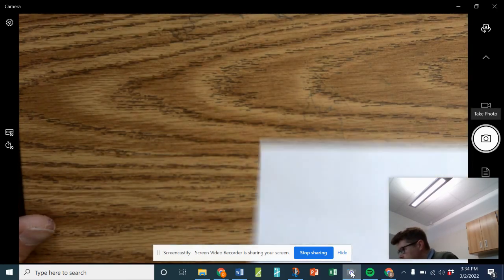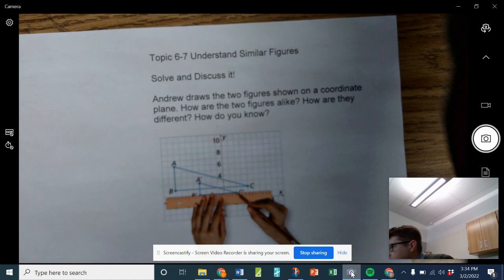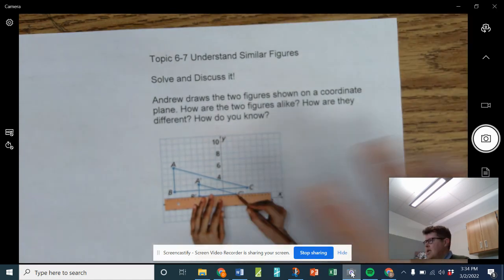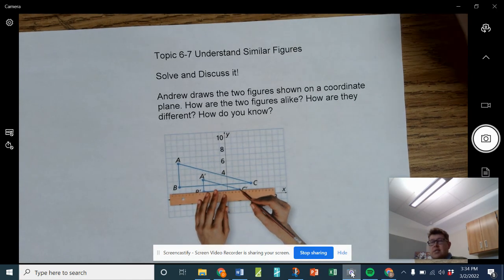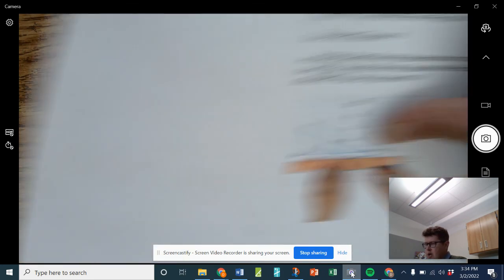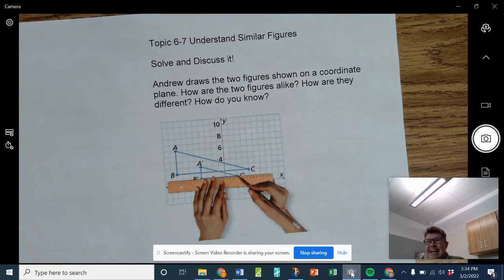Oh, hey guys. We are keeping on trucking. All right, we're in chapter 7. Sorry, chapter 6. My bad. Where we understand similar figures. We started talking about this last couple of days when we started talking about dilations.